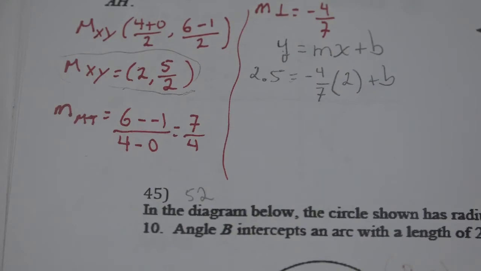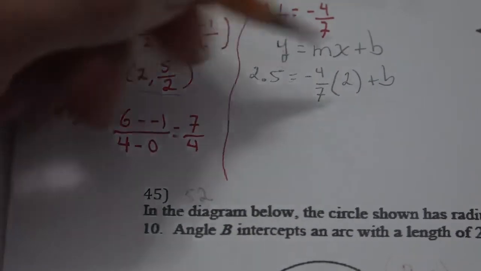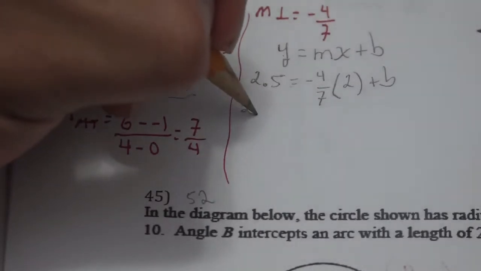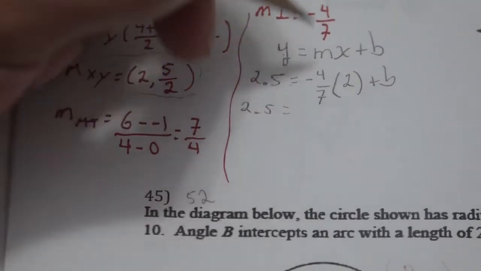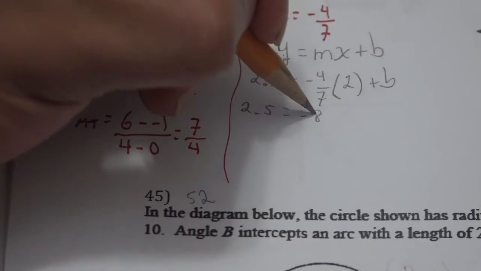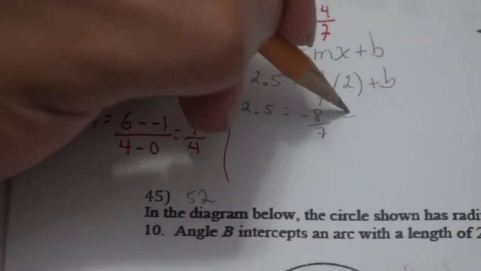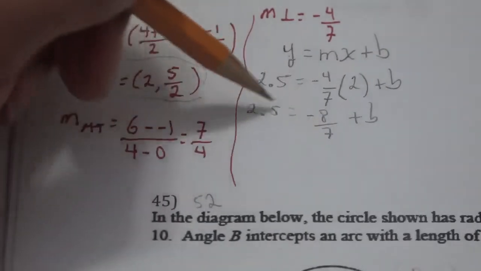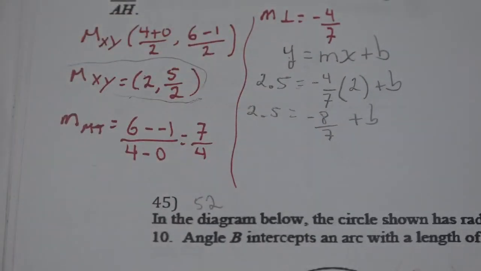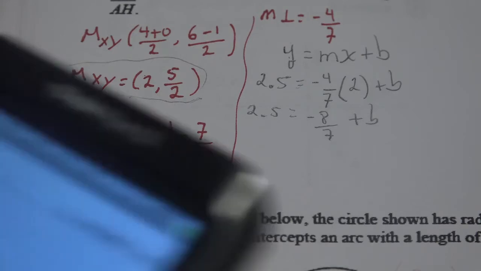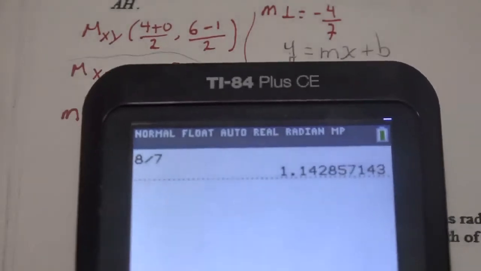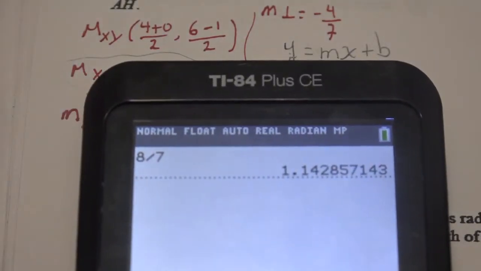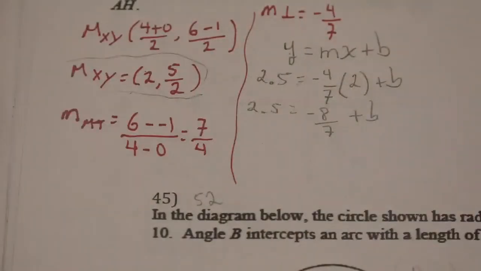So now, let us do the math. This is negative 8 over 7 plus b. Now I am going to add 8 over 7 to both sides. So let's see now. Now look at this. I tried 8 over 7 and it gave me a decimal, 1.4, that doesn't terminate exactly. So I'm not going to do it like that.